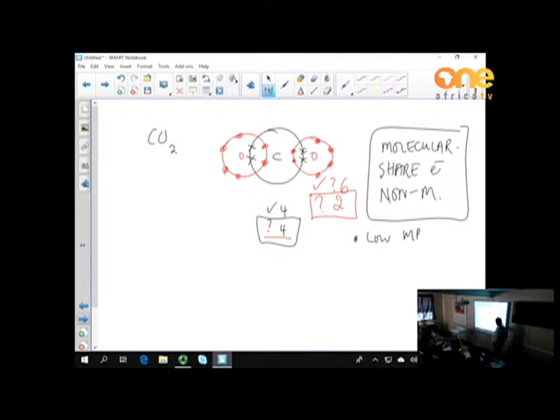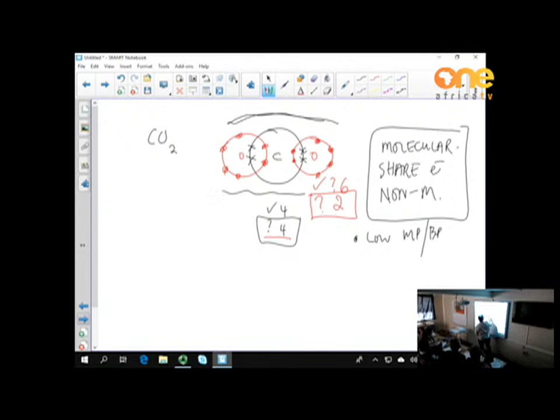Low melting and boiling point. Why? What forces do we have between molecules? Weak van der Waals forces. So low melting and boiling point because they have weak forces holding the particles together. If the forces are weak, it will be soft solids, but usually they are liquids or gases.